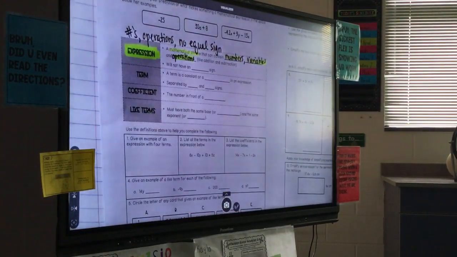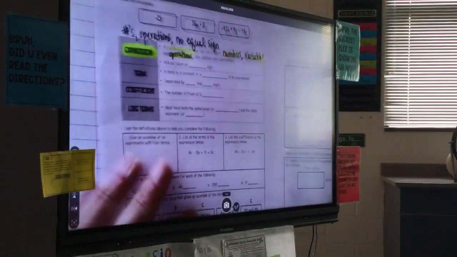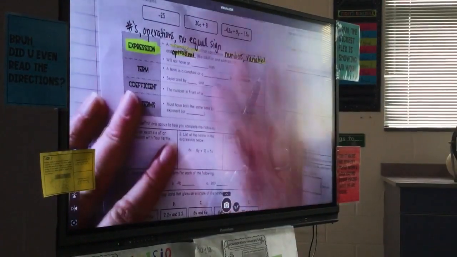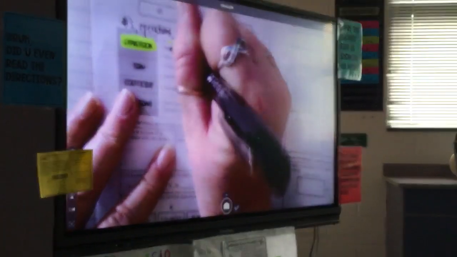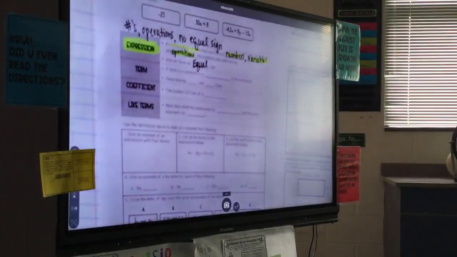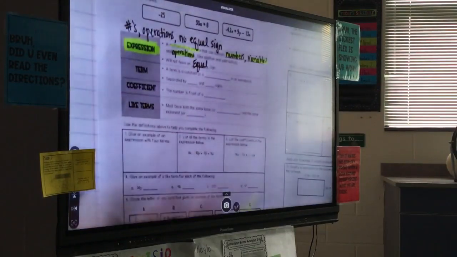Now, you might deal with expressions that have multiplication and division as well. It's not just adding and subtracting. And the big thing is it will not have a what? An equal sign. So that's really important. That is what makes an expression, and an equation, an equation.